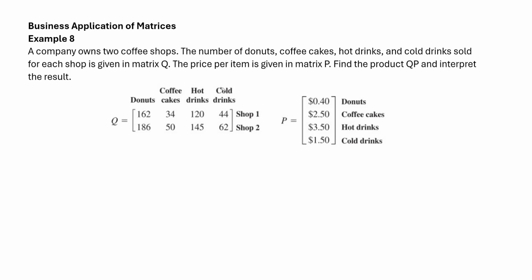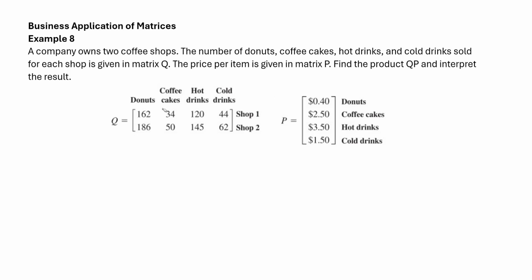Okay, this is a business application of matrices, example 8. A company owns 2 coffee shops. The number of donuts, coffee cakes, hot drinks, and cold drinks sold for each shop is given in matrix Q. The price per item is given in matrix P. Find the product QP and interpret the result.